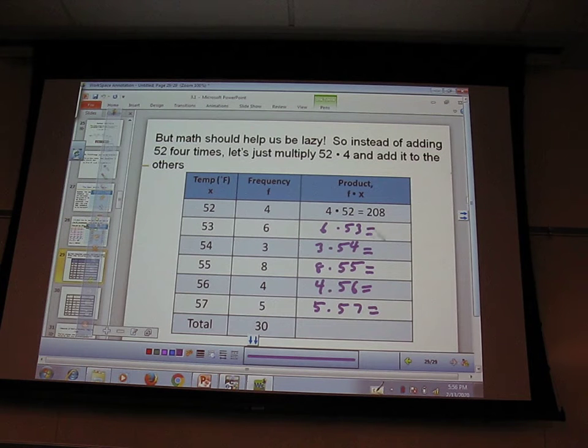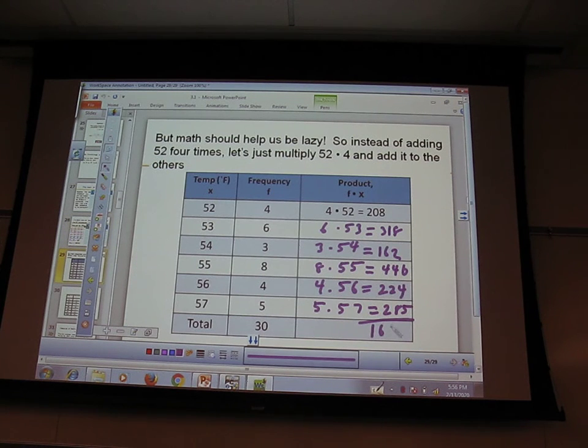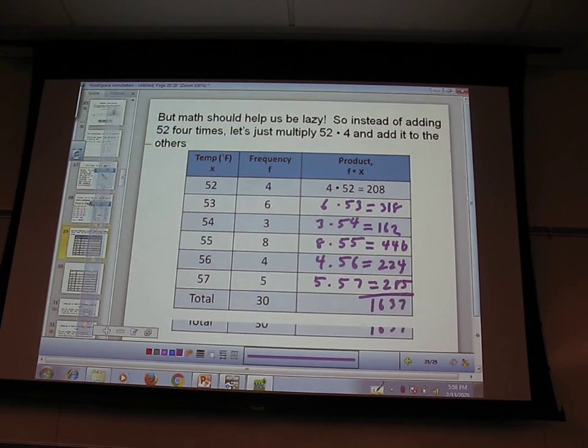All right, so this is 318, 162, 440, 224, and 250 plus 35, which is 285. If you add them up, you should get, yep, 1637. Great.